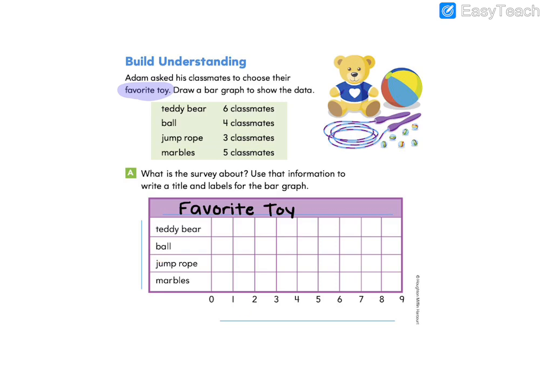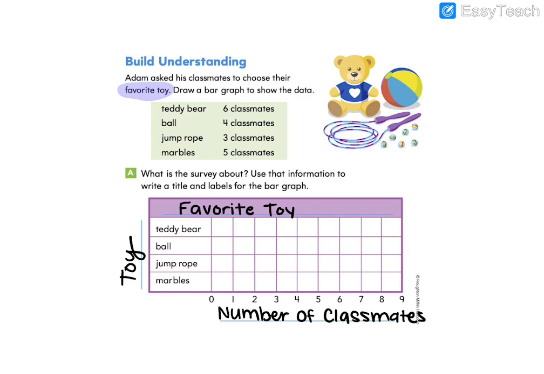Then we look at each of the sections of information. What is this talking about? This is talking about the type of toy. And these numbers are telling us the number of classmates. Now our bar graph is ready to fill in.